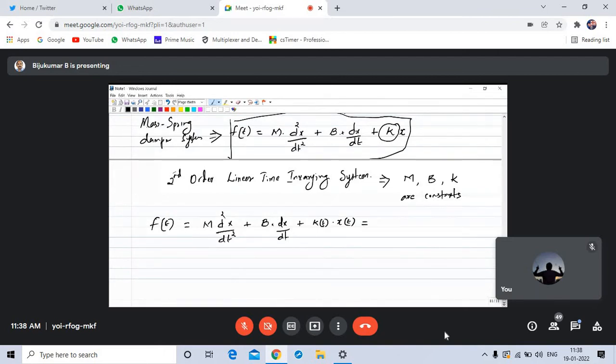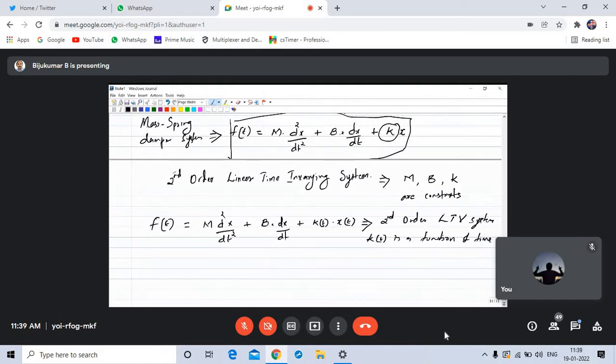So this corresponding equation, we can call it a second order linear time variant system, because k of t is a function of time. So our output of the system will vary with respect to k of t. If all the coefficients of the system are constant, we can call it a time invariant system. If the coefficients are varying with respect to time, we can call it a linear time varying system.